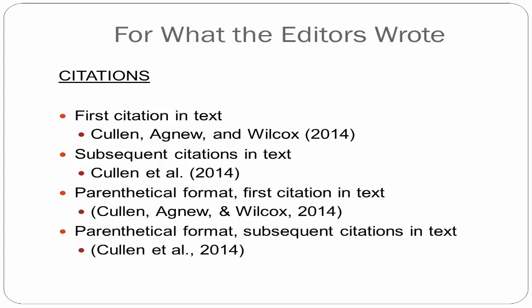When you're citing them in text, you cite Cullen, Agnew, and Wilcox 2014. Every subsequent citation in that text is an et al, because when you have 3 or more authors, you use et al in the subsequent citation. This is what it looked like if it was parenthetical format. I want to highlight that the end is an ampersand in the citation. That is parenthetical. And then in subsequent citations, again, you use the et al.